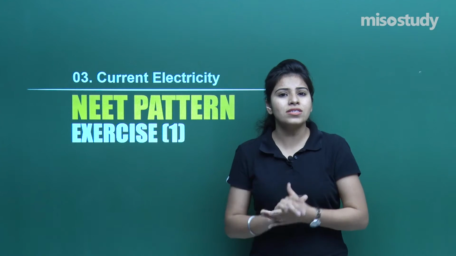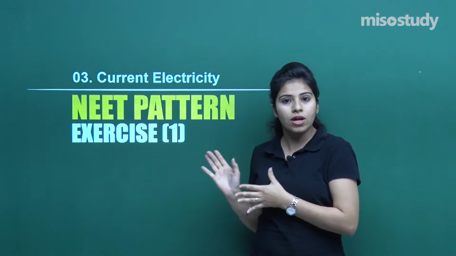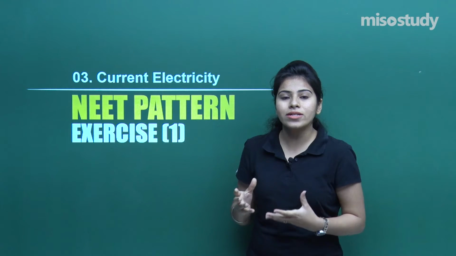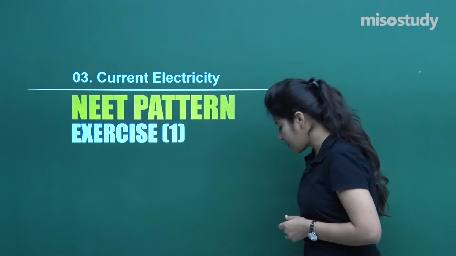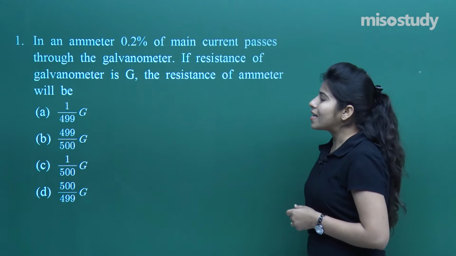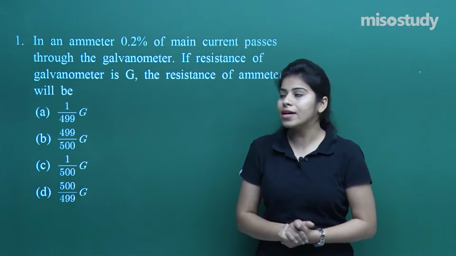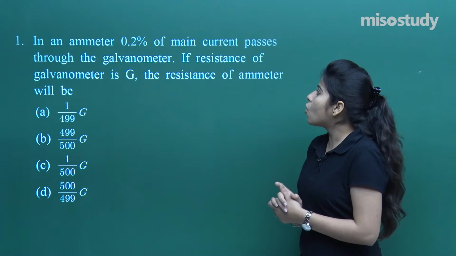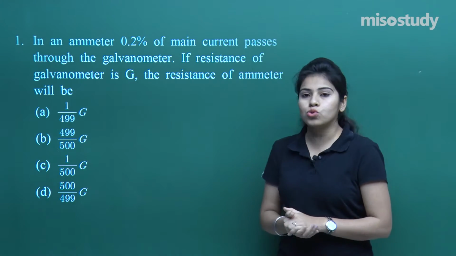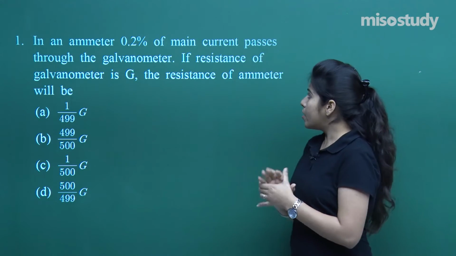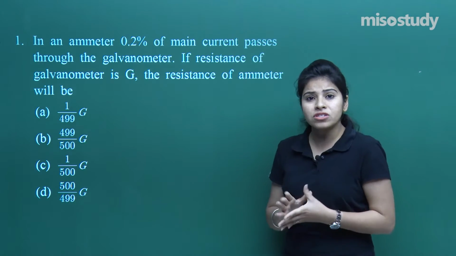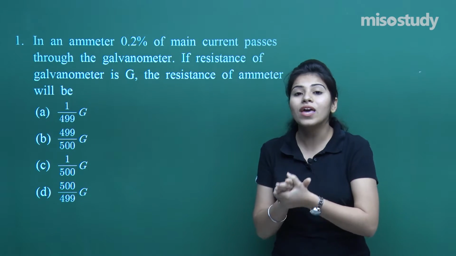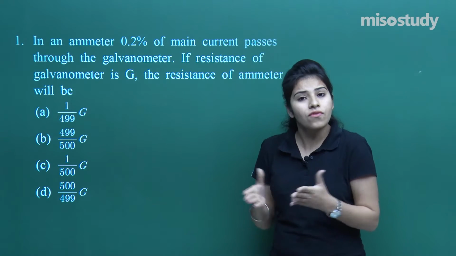Without wasting much time, let us proceed to question number 1 and see what it is. Question number 1 says that in an ammeter, 0.2% of the main current passes through the galvanometer. If the resistance of the galvanometer is G, the resistance of the ammeter will be what? So we have to calculate the resistance of the ammeter.